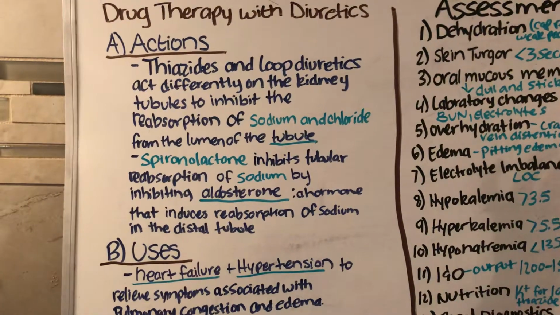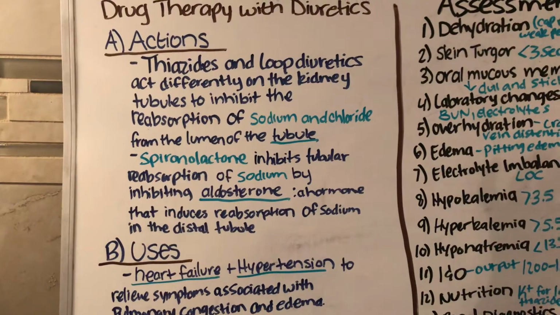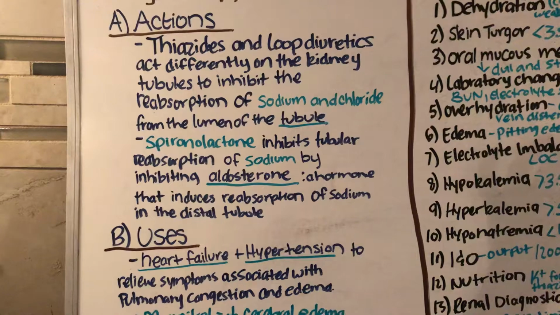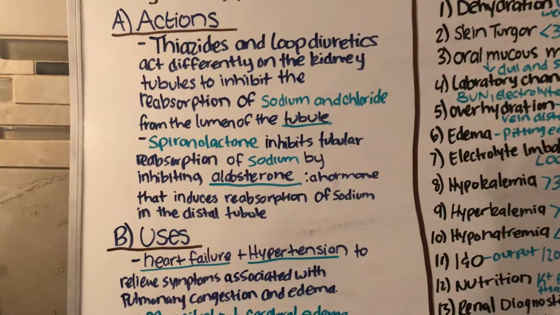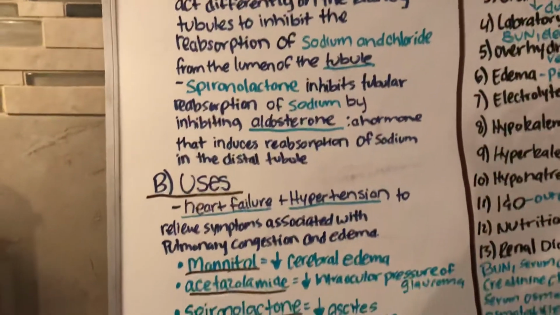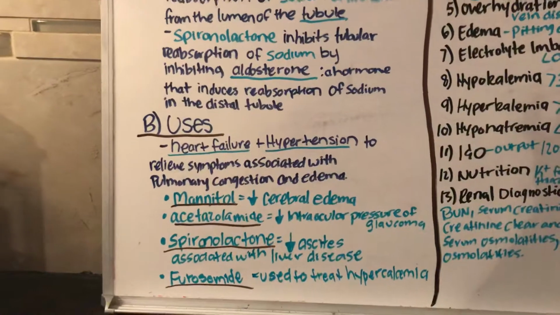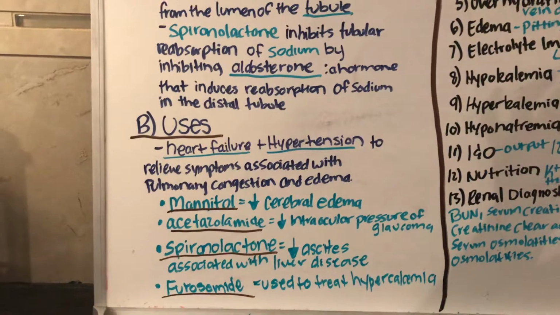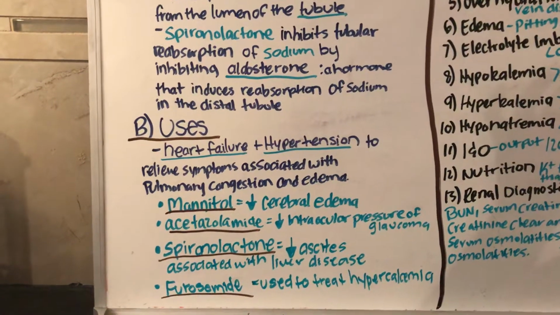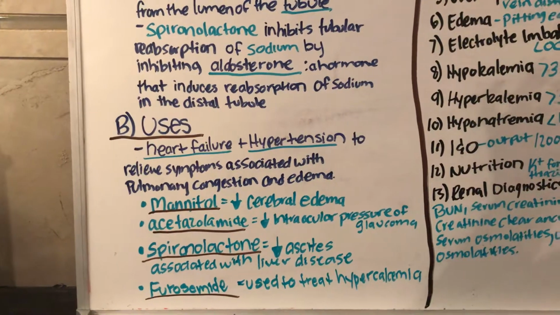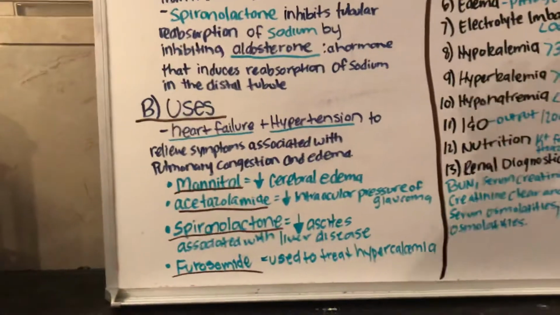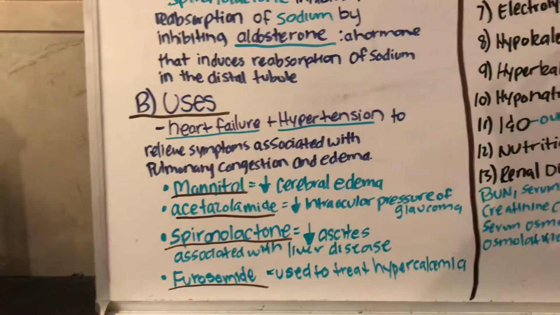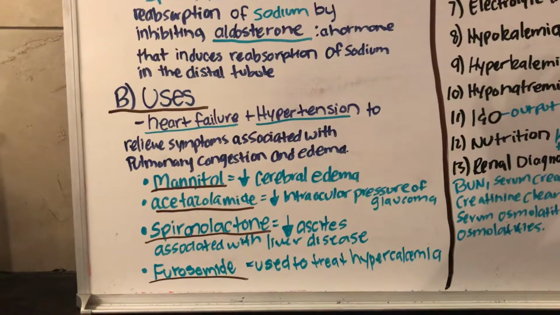Spironolactone inhibits tubular reabsorption of sodium by inhibiting aldosterone, which is a hormone that induces reabsorption of sodium in the distal tubule. So what are diuretics used for? They're used primarily for heart failure and hypertension, to relieve symptoms associated with pulmonary congestion and edema. So the book talks about 4 different diuretics, such as mannitol, which is going to relieve cerebral edema.